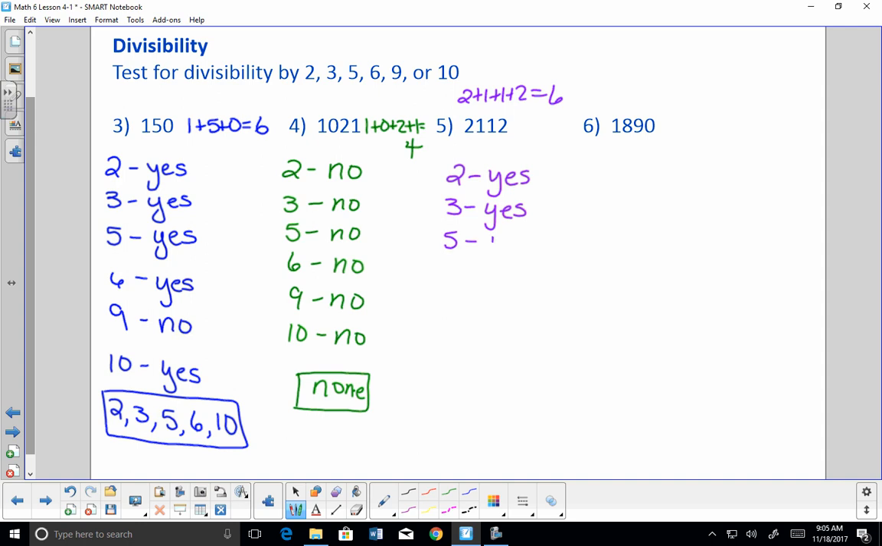Is it divisible by 6? Yes, because it is divisible by both 2 and 3. Is it divisible by 9? No, because 6 is not a multiple of 9. Is it divisible by 10? No, because it does not end in a 0. So it is divisible by 2, 3, and 6.